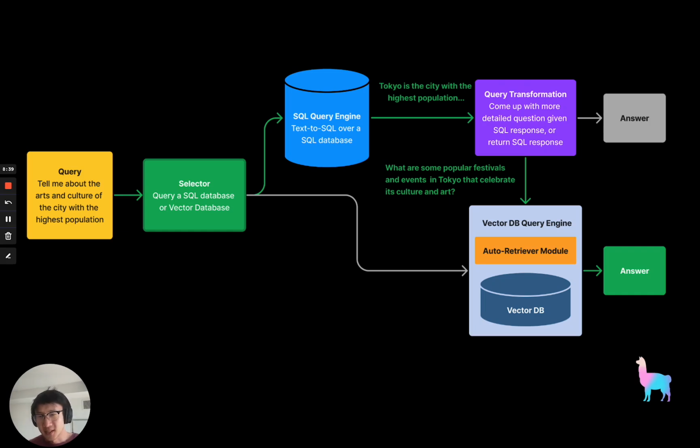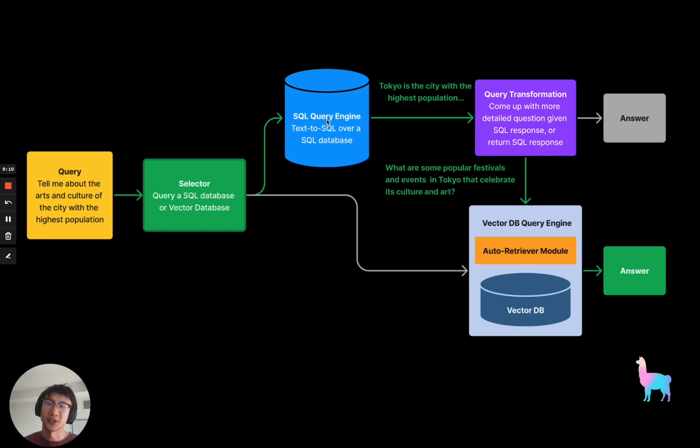But as the basic example, given the example that we just showed in the slides, let's say the query is, tell me about the arts and culture of the city with the highest population. You would first hit some sort of selector. So given the question, you first want to decide, okay, for the first step of this question, should we hit a SQL database, or should we just directly do semantic search over a vector database? For this question, because we need to know what the city with the highest population is, we're going to route this query to the SQL database.